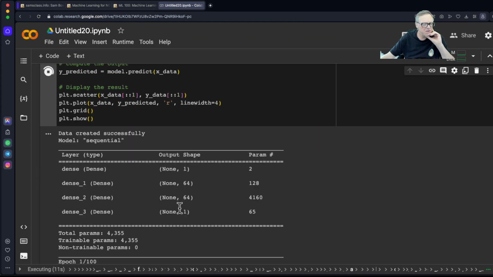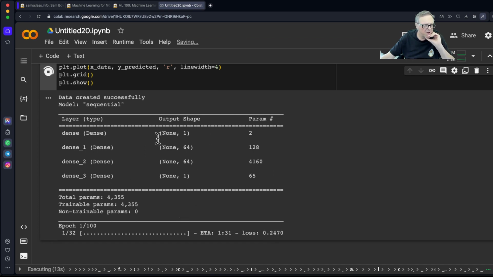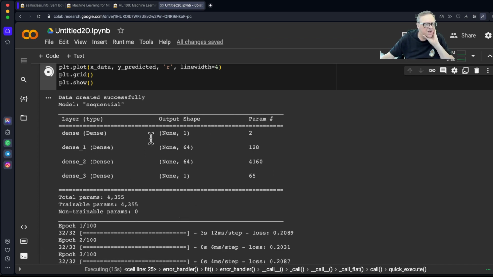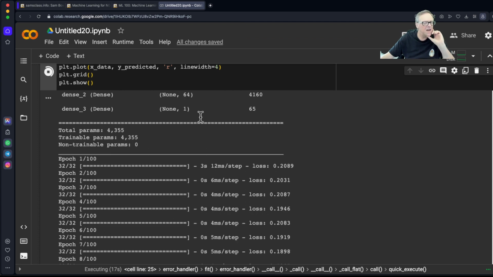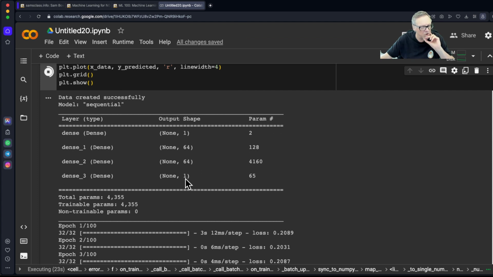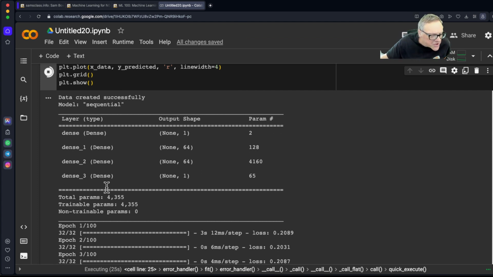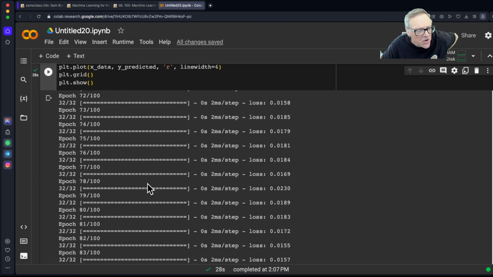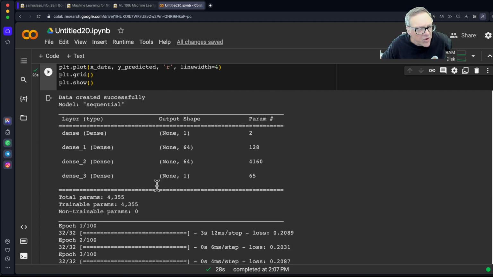Okay, here it goes. Now this model doesn't have just one neuron. It has one input neuron, a layer of 64 hidden neurons, a second layer of 64 hidden neurons, and one output neuron. So that's a total of 4,355 parameters. The quality of a machine learning model is rated by the number of parameters.